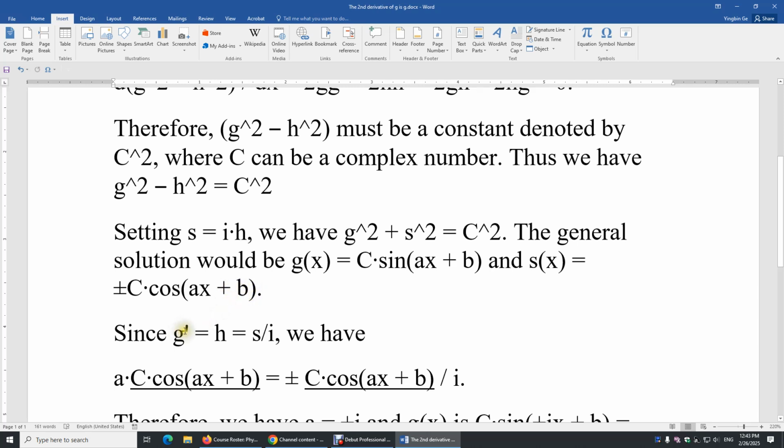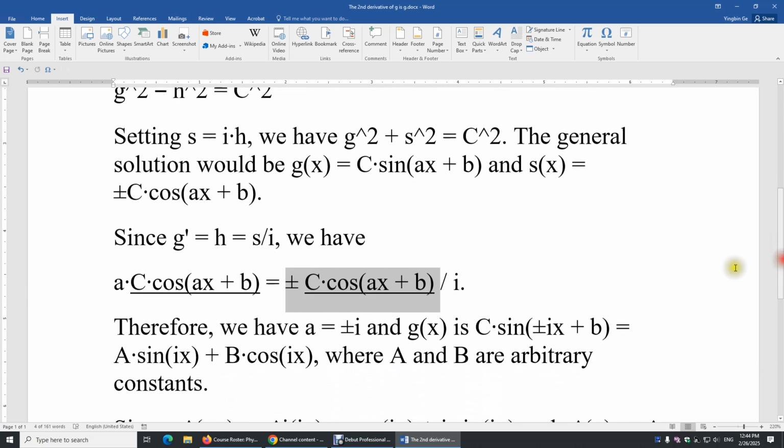And because g prime equals h, and we know h is s divided by i based on this definition of the function s is i times h, so h is s divided by i. Now we look at g prime. We take the first derivative of this sine function. We get a, this a here, times c times cosine ax plus b. And then s is this part, and then divided by i. Now look at this equation. What's the non-trivial solution? Well, the non-trivial solution is this.